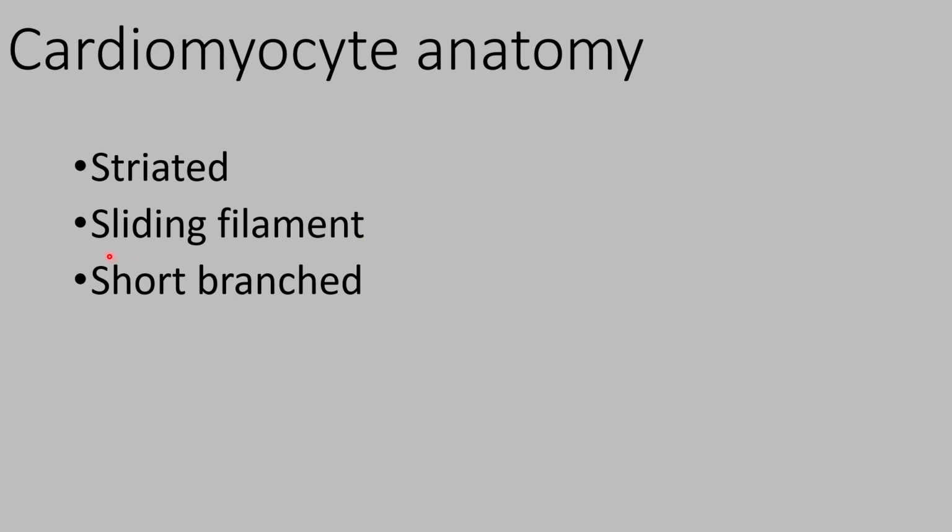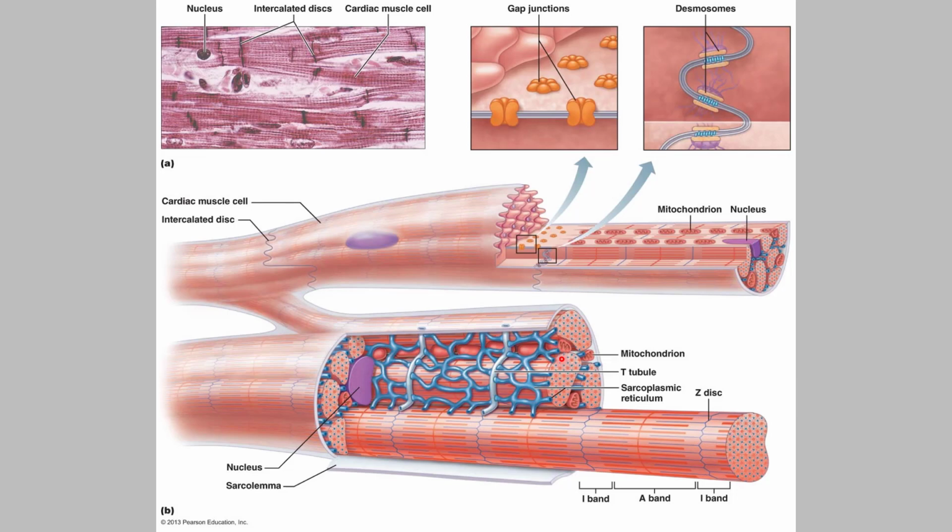Now, unlike skeletal muscle, remember skeletal muscle was very long, very straight fibers, but cardiac muscle cells are very short and they branch. When we look at them in a microscope, they kind of look like a bunch of letter Y's laying on their side because of the way that they branch. So up here in the top left, this is cardiac muscle under the microscope. And here we can see that it branches. Right here we can see a branch.